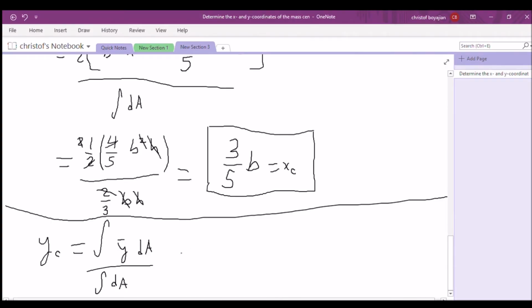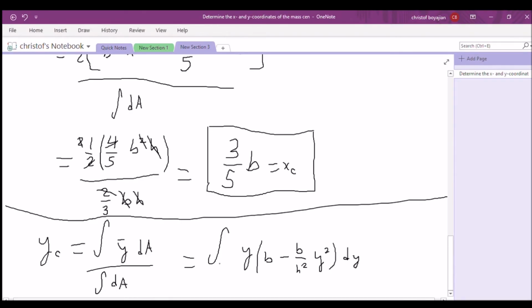All right, so let's go ahead and plug and chug. So we said y times b minus b over h squared times y squared, all of this multiplied by dy.